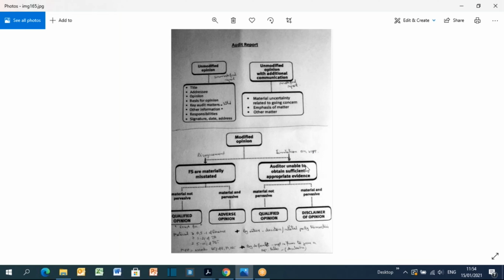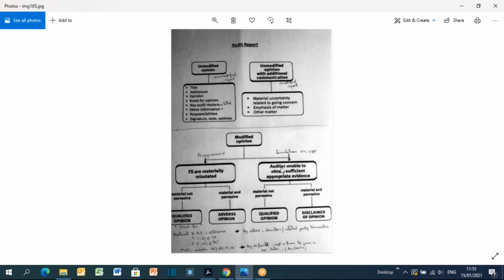So we're on this side in here. Limitation on the scope, meaning that they want to hide something, they want to not give you access to something. Opinion should be this one, a disclaimer of opinion, because you don't have the evidence, you are unable to give an opinion. How can you give a qualified opinion when it's like this?